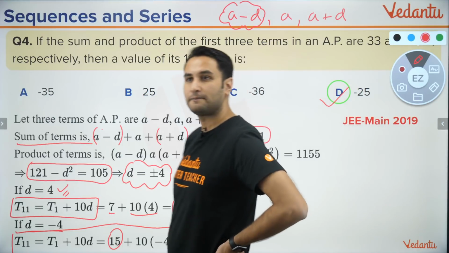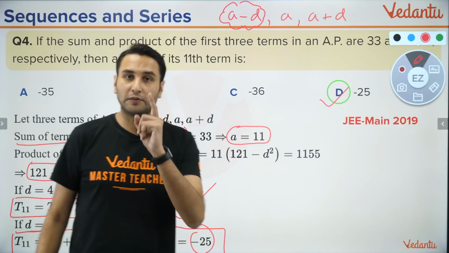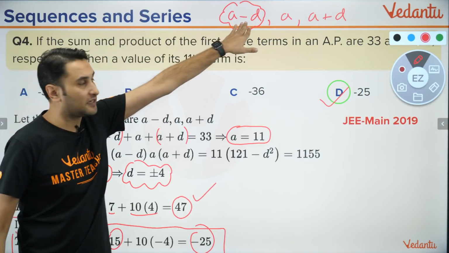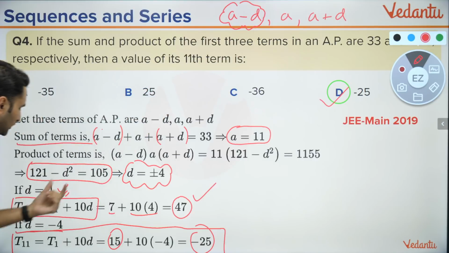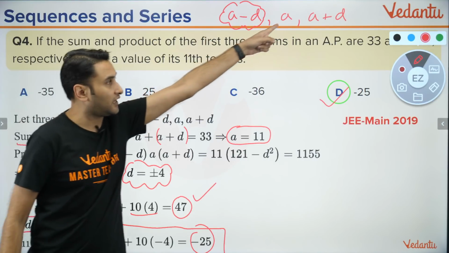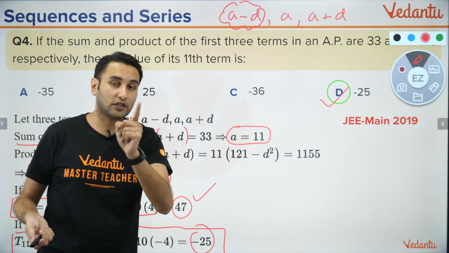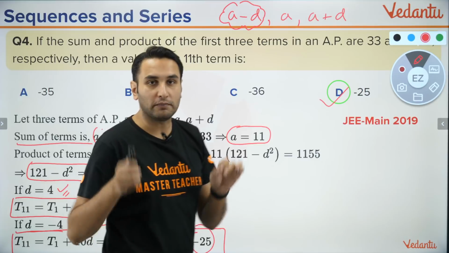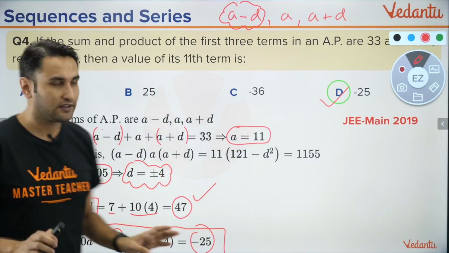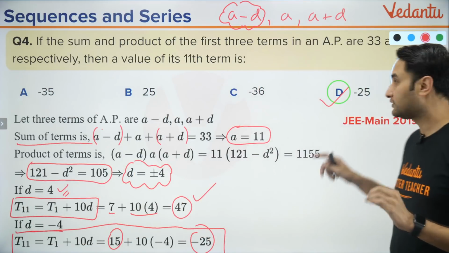Is that clear? Be careful about the calculations. Okay बच्चों? Common mistake. What is the common mistake here? You take the first term as A minus D. But while writing the 11th term, आप T1 को simply रख दोगे A because you are habituated to put A as the first term. This is the common mistake which students do. और majority बच्चों ने इस problem में यही mistake की थी. ठीक है? Got it? चलो. So calculations बच्चों, calculations very important.